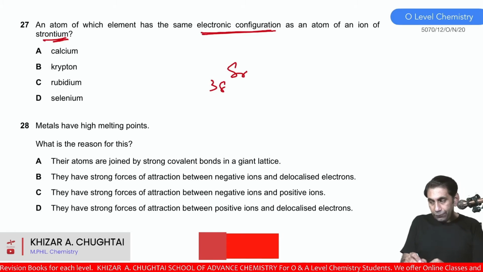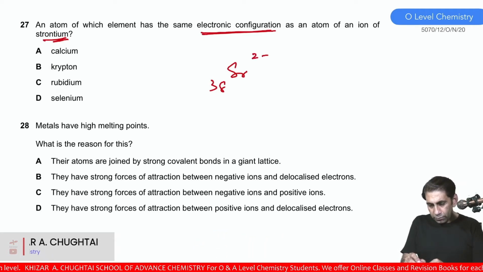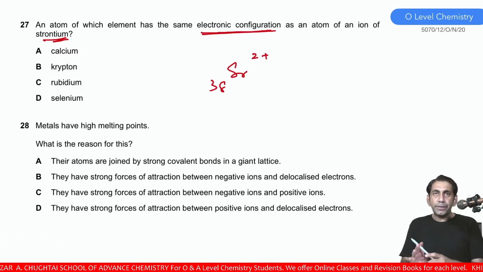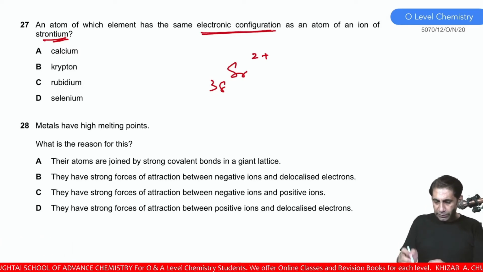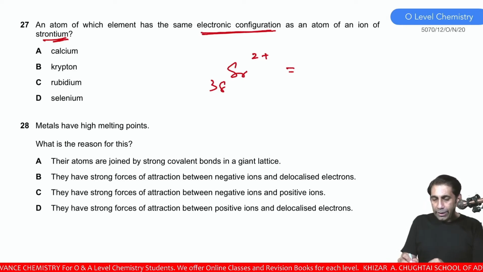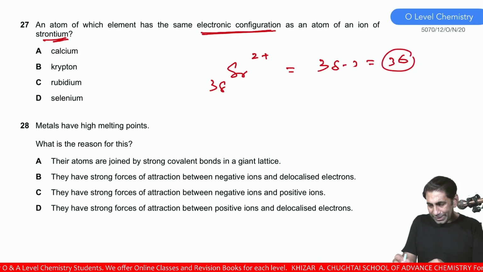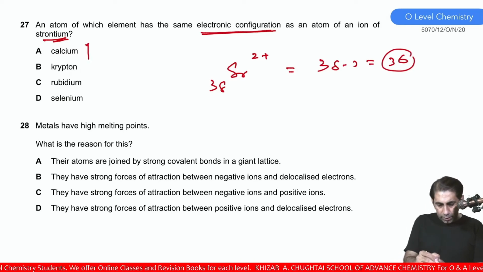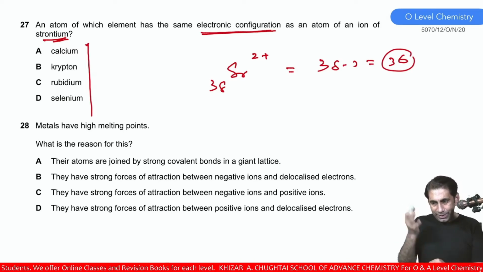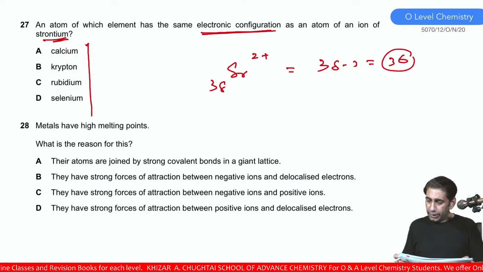In case of strontium 2 positive, because it belongs to group number 2, it will make a 2 positive charge ion. Now the remaining electrons are equal to 38 minus 2, that is equal to 36. So which atom has 36 electrons? I am going to check it from the periodic table. That is krypton.